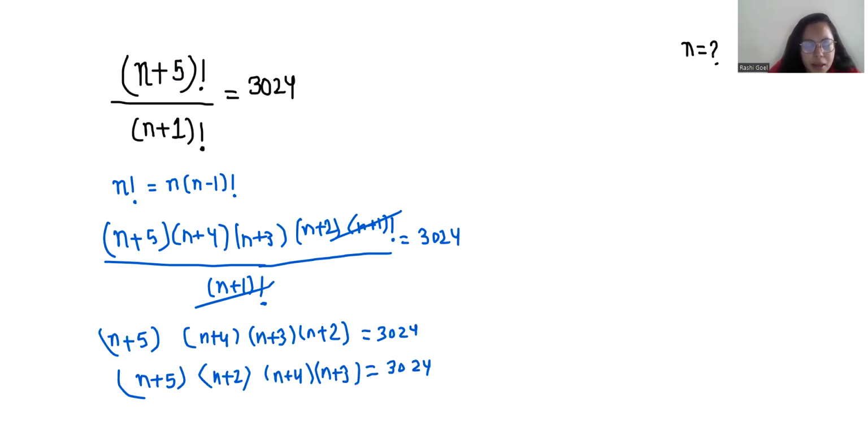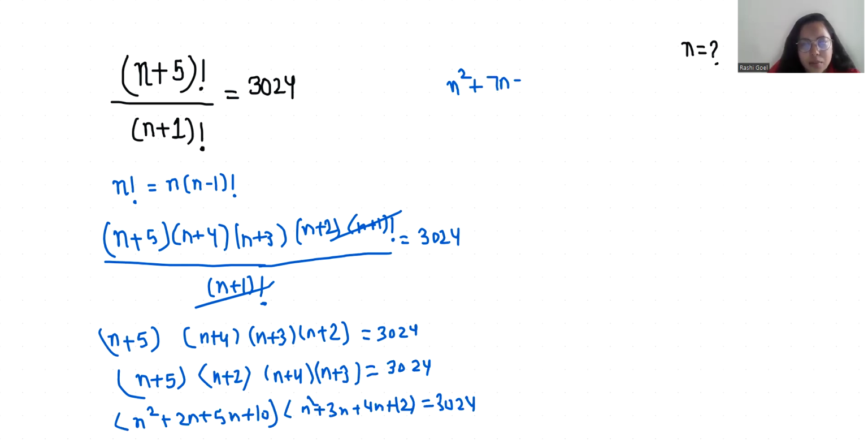Now if we multiply the brackets, it gives us n square plus 2n plus 5n plus 10, and the other gives us n square plus 3n plus 4n plus 12 is equal to 3024. Now overall, n square plus 7n plus 10 and n square plus 7n plus 12 is equal to 3024.